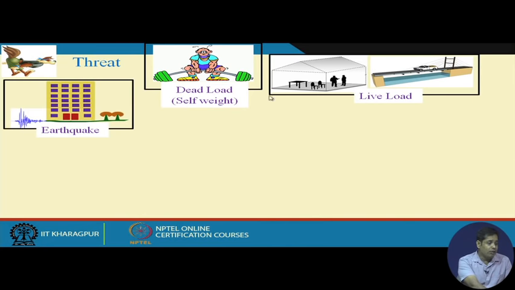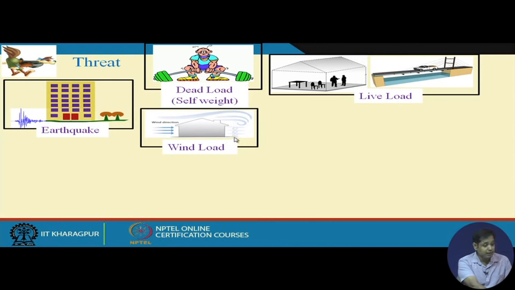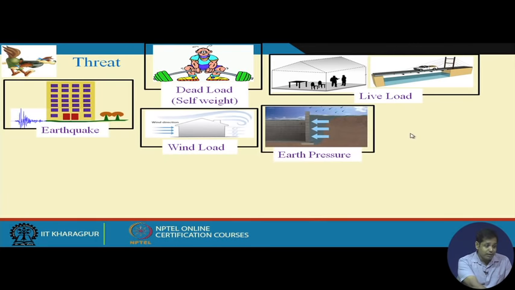Then we have earthquake load. You all are familiar with earthquakes. That needs to be considered if you are building a structure in an area prone to earthquakes. Then we can have wind load, especially for very tall structures. Wind may have a very significant effect on the structure. Then we have earth pressure. If you take a retaining wall which retains soil, the soil can exert some pressure on this wall. That also needs to be considered while analyzing and designing a retaining wall.